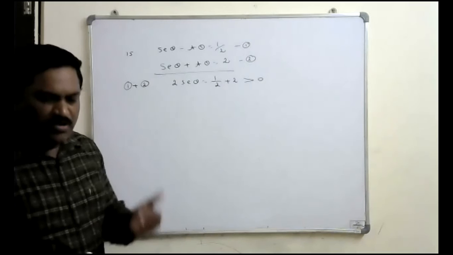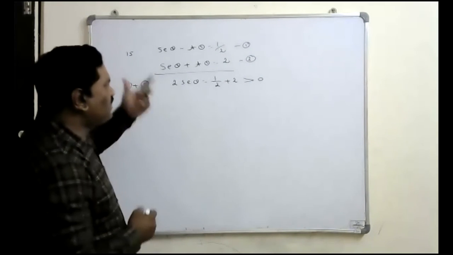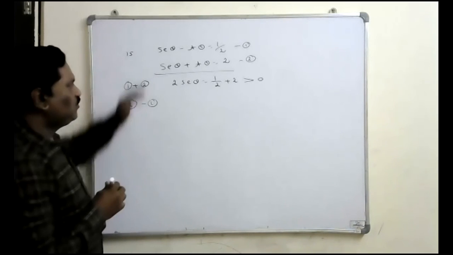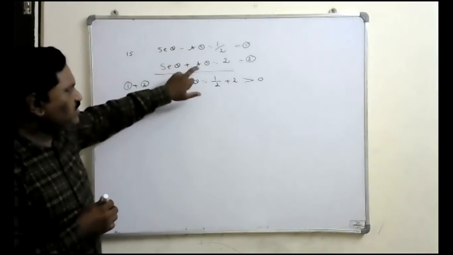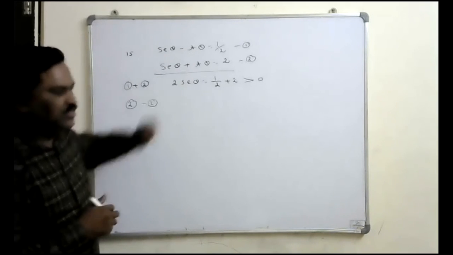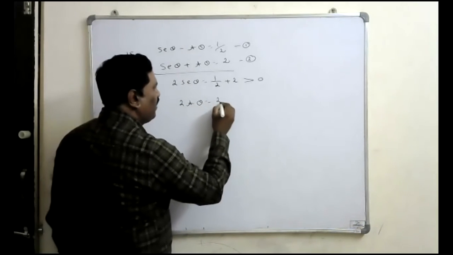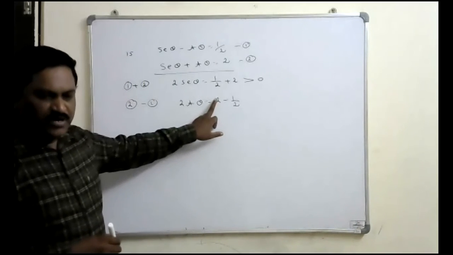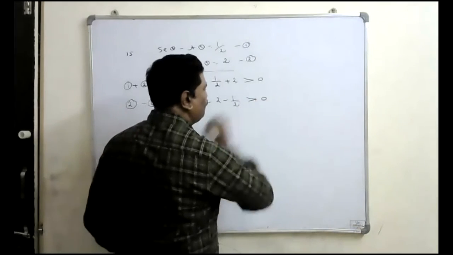We don't want the value, we want the sign only. Secant is positive. Now I will subtract 2 and 1. 2 minus 1. If we subtract, secant theta gets cancelled. It is tan theta minus, becomes plus tan theta, that is 2 tan theta is equal to 2 minus 1 by 2. Observe that 2 minus 1 by 2, that is also positive.